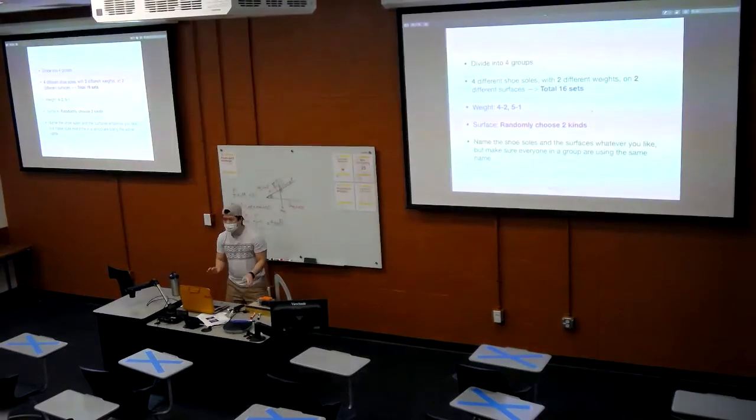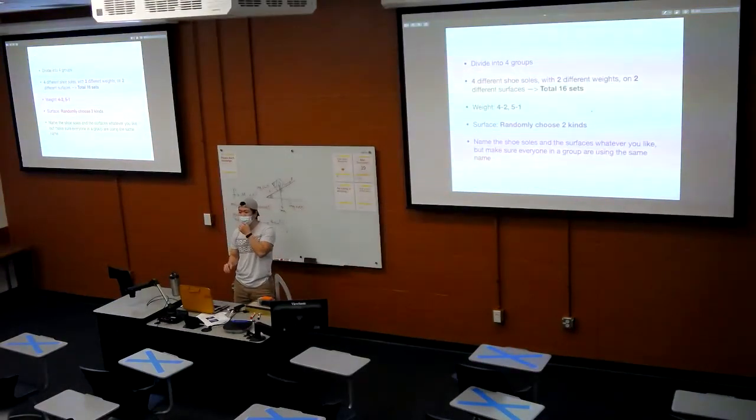So we're going to divide into 2 or 3 groups. I think 2 would be good because it's hard with only one person to manipulate this and record the angle. So we're going to divide into two groups. We have 4 kinds of shoe sole, 2 surfaces, and we can also change the weight of the block. So we have 2 weights.